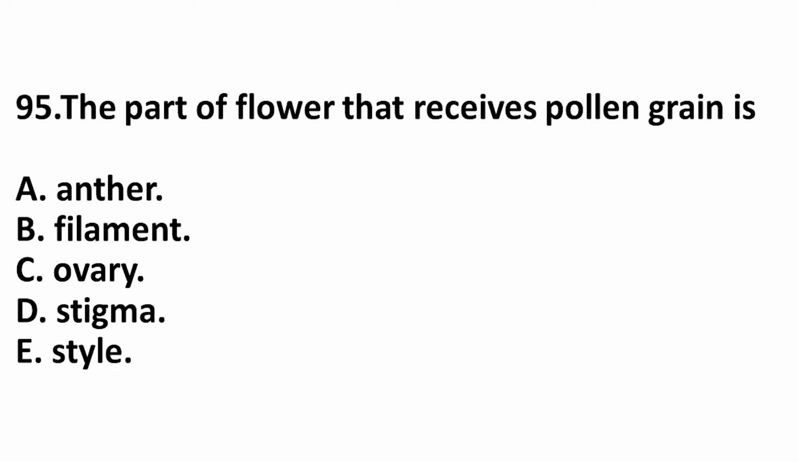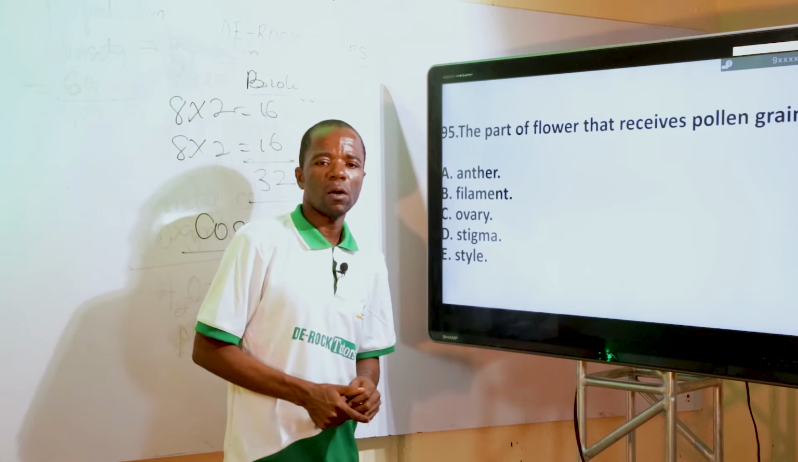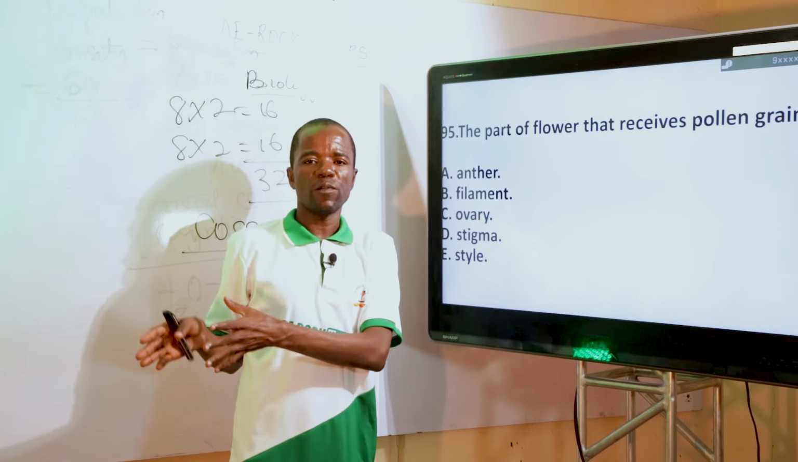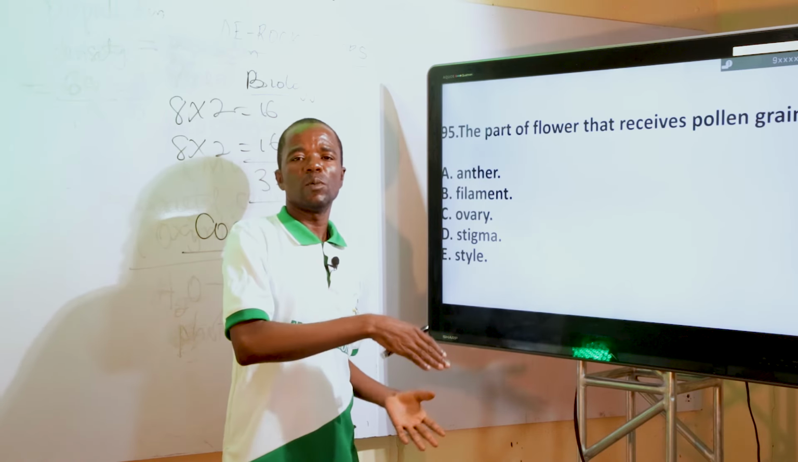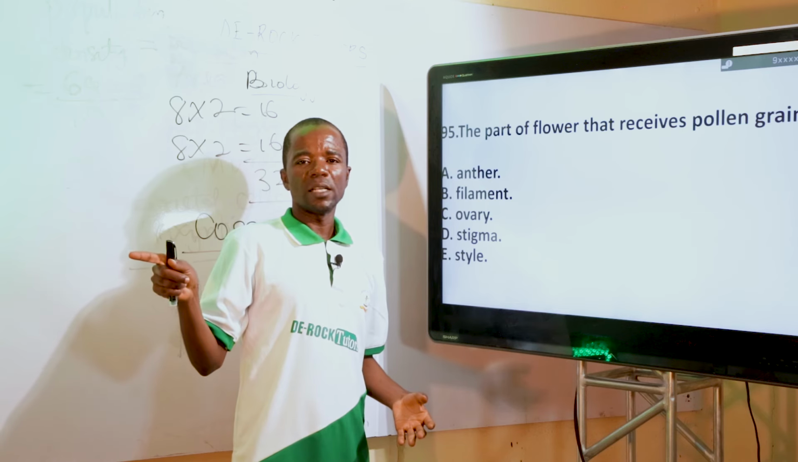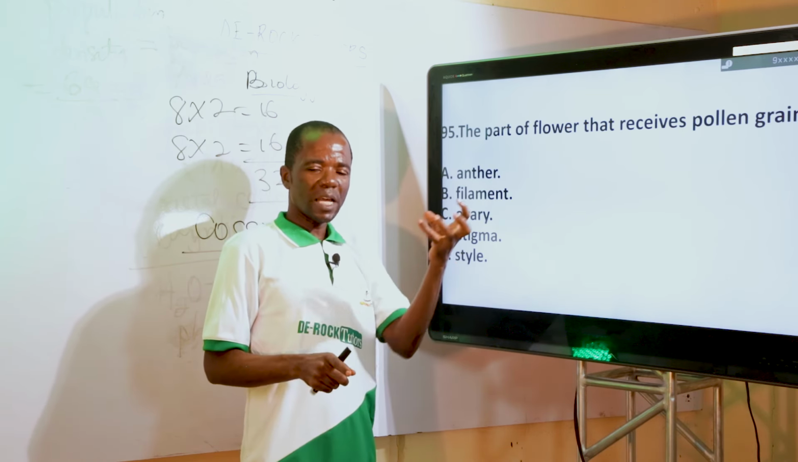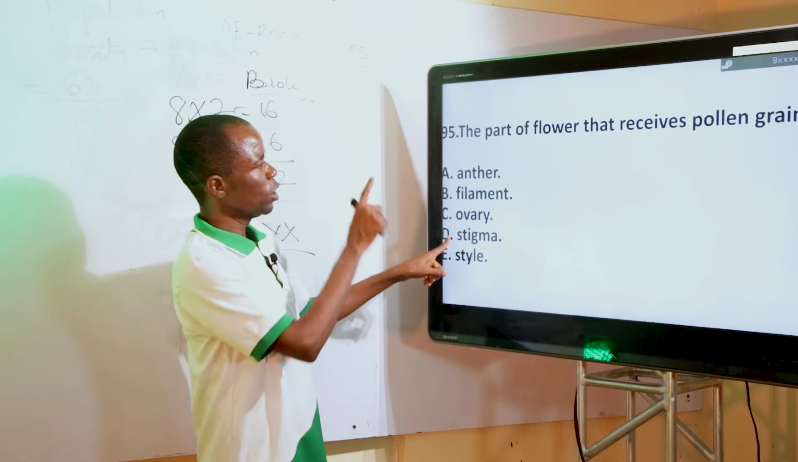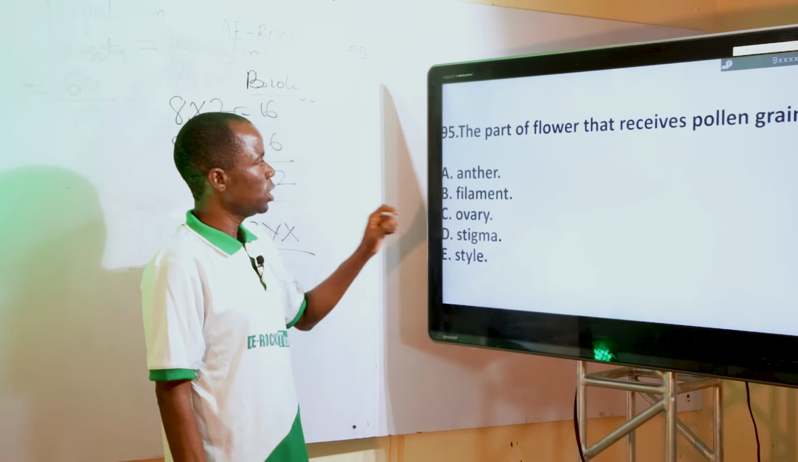The part of the flower that receives pollen grain is that. Don't forget, there is a particular concept called pollination. Pollination refers to the transfer of pollen grain from the anther to the stigma. So pollen grain leaves the anther, and the destination of the pollen grain, the part of the flower that receives it, is the stigma. So the part of the flower that receives the pollen grain is definitely option D, the stigma.